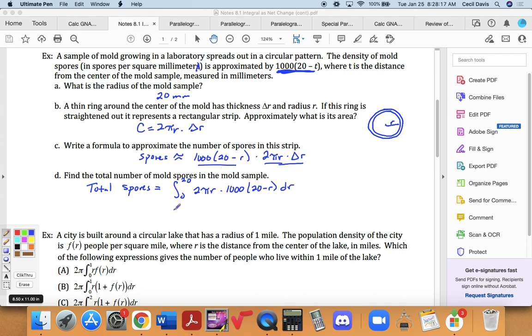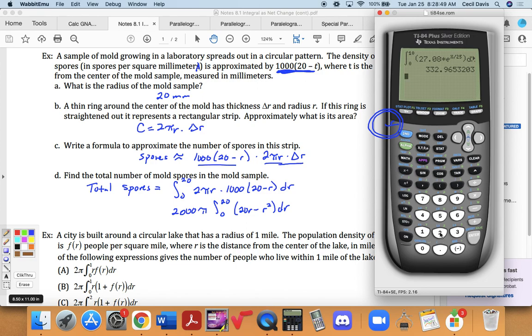So let's see, that would be 2,000 pi times the integral from 0 to 20 of 20r minus r squared dr. And you could do that on a calculator. Let's go ahead and do that real quick. A lot of spores.